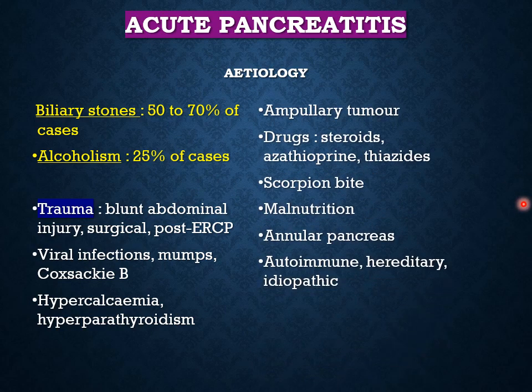The other less common causes include obstruction of the pancreatic duct, such as ampullary tumors, drugs, especially steroids, azathioprine and thiazides. Scorpion bite is also recognized as a cause of acute pancreatitis. Malnutrition and annular pancreas causing obstruction of the pancreatic duct, autoimmune or hereditary pancreatitis, and another small group of cases fall under the idiopathic group.